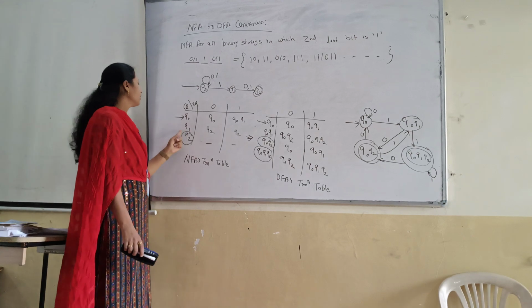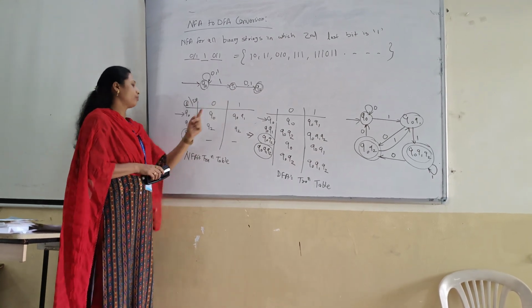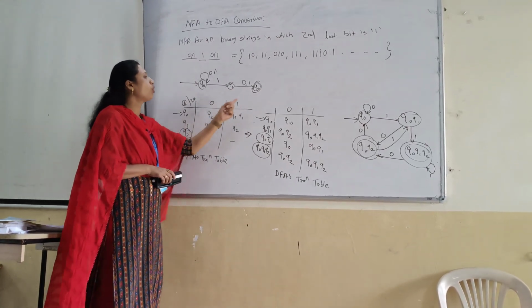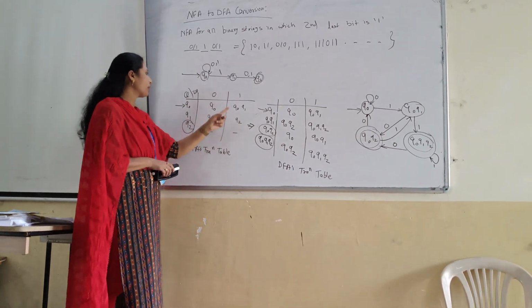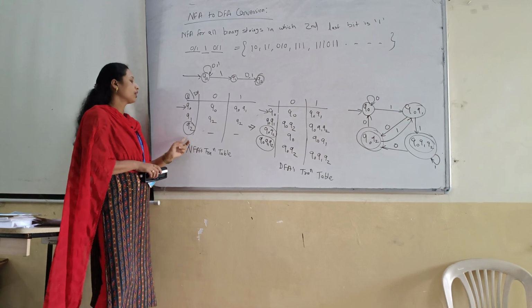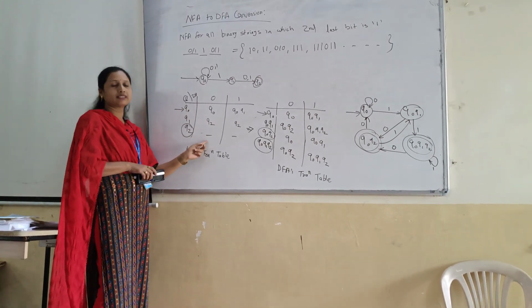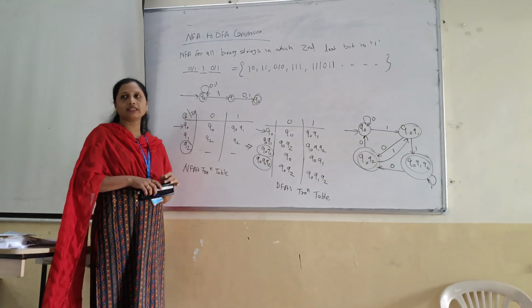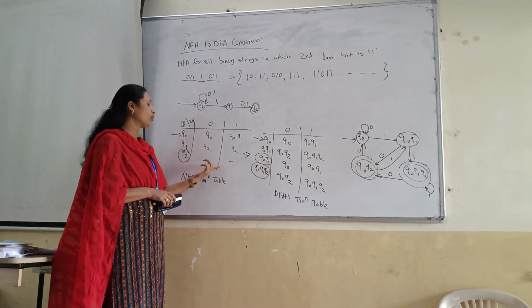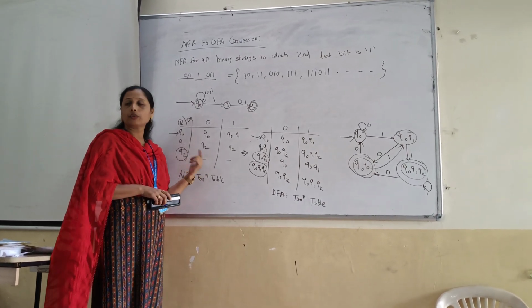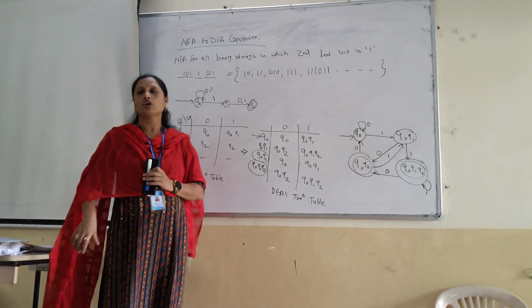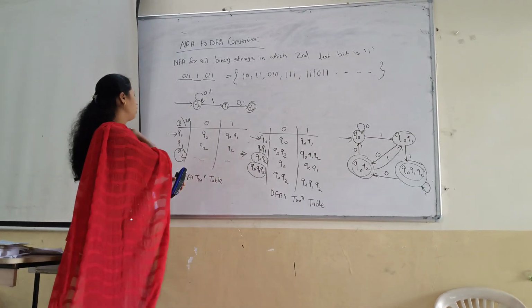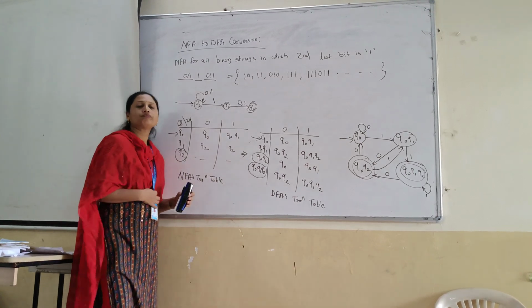Okay, list it down. Then, for Q1, you check. For 0, we are moving to Q2. For 1, we are moving to Q2. Afterwards, for Q2, you check. Q2 on 0, nothing is there. Q2 on 1, nothing is there. Here you can write null, that is, you can write phi, you can write epsilon, or you can write a dash. Okay, so this is the NFA transition table.